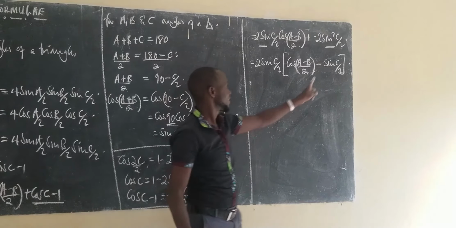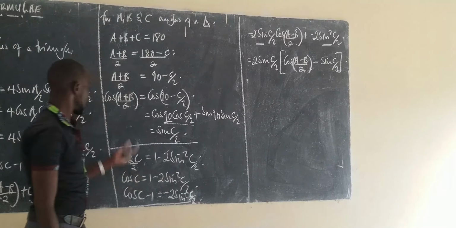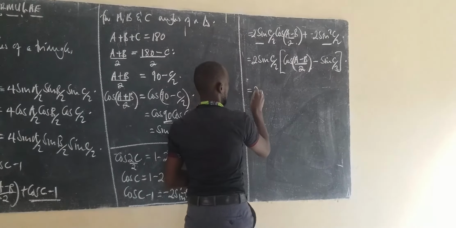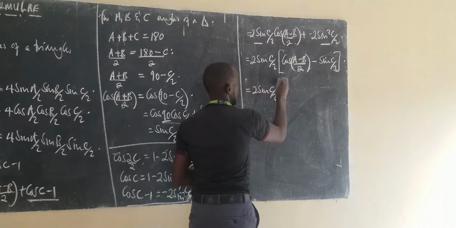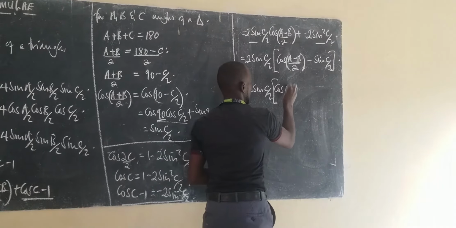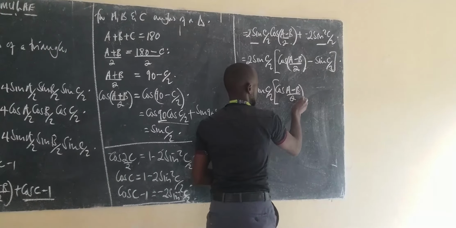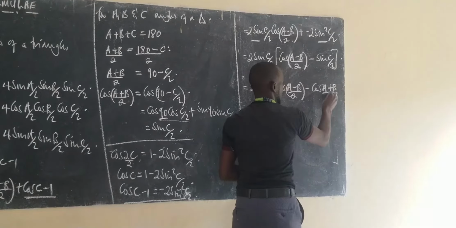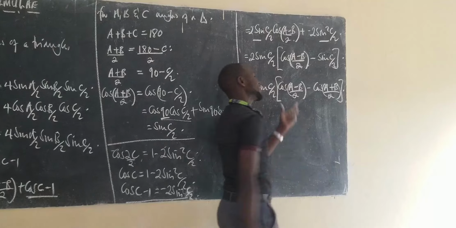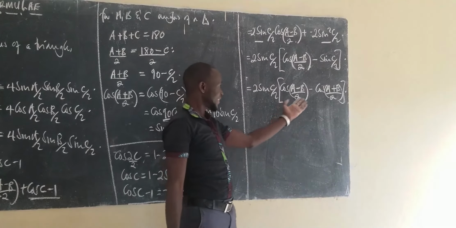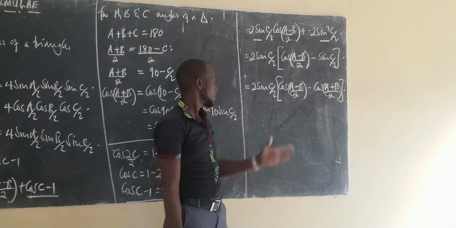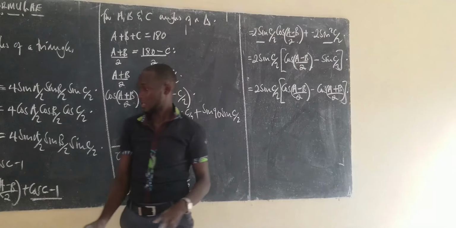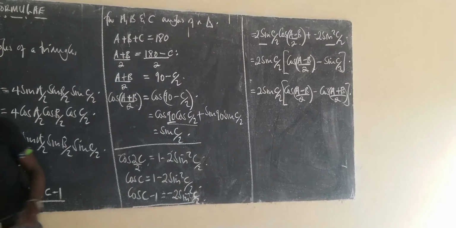But remember, sine c over 2 is the same as cos of (a plus b) over 2. So we will have 2 sine c over 2 into cos of (a minus b) over 2 minus cos of (a plus b) over 2. When you look at this, you can either use the factor formulae for the difference between cosines, or you may just expand this and see the answer you're getting.